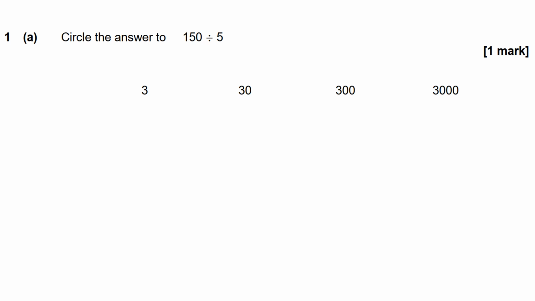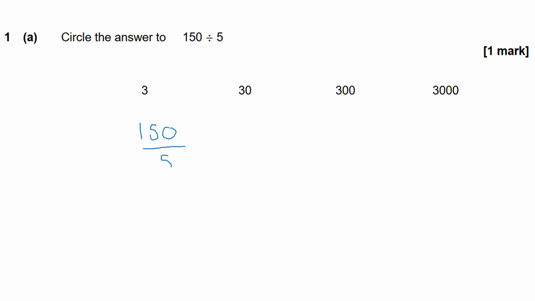But otherwise, let's start going through each question. Again, it's aimed towards beginners, so if you're a beginner, this should be perfect for you. So let's start. The first question is circle the answer to 150 divided by 5. So let's have a think about this. So 150, got a nice blue pen for you all today.